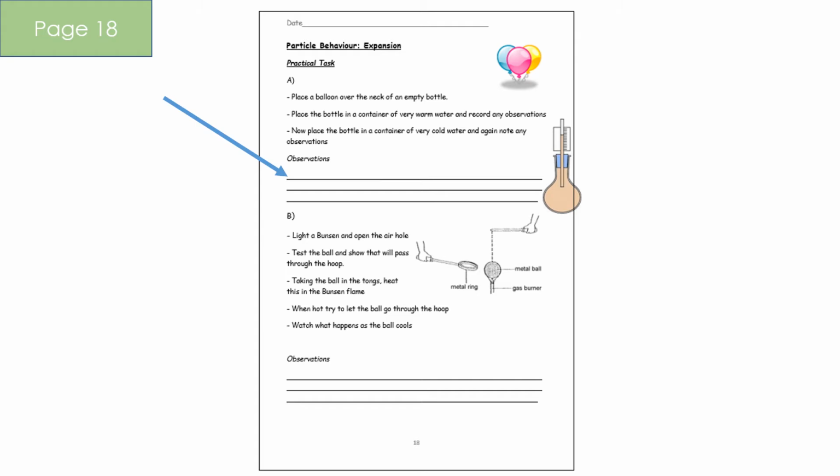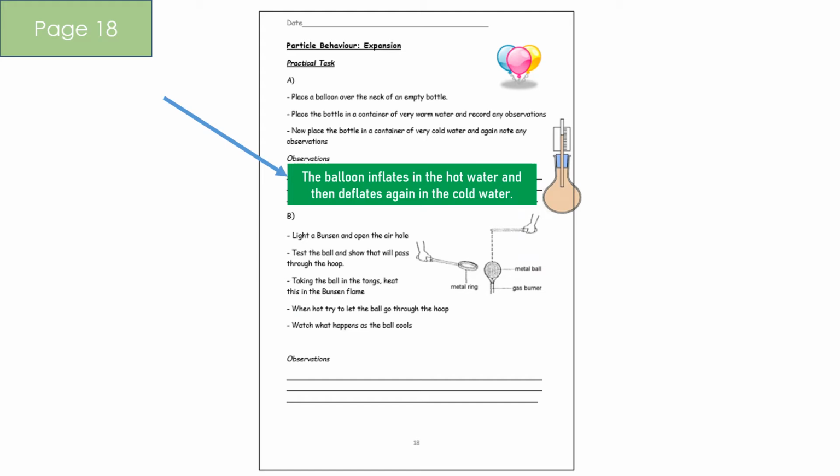If you did manage to get the practical done, or indeed you watched the first video that was attached to the assignment, you should have written down a set of observations here. And if I was doing this, what I would write down is this. The balloon inflates in the hot water and then deflates again in the cold water. And hopefully you saw that happen. You saw the air particles in the balloon expand when they were warmed up, and you saw them then contract when they got cold. And these are the theories that we're looking at, these scientific explanations.